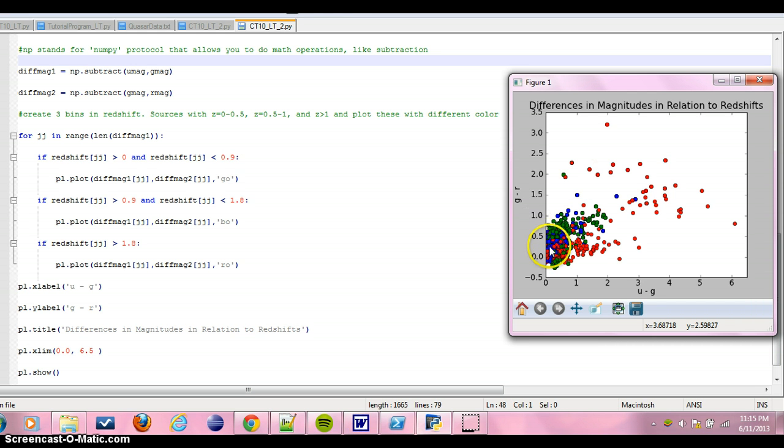A trend line with a slope of about 0.5 would make a good best fit line. This would show that as G minus R increases by 1/2, U minus G increases by 1 magnitude value.